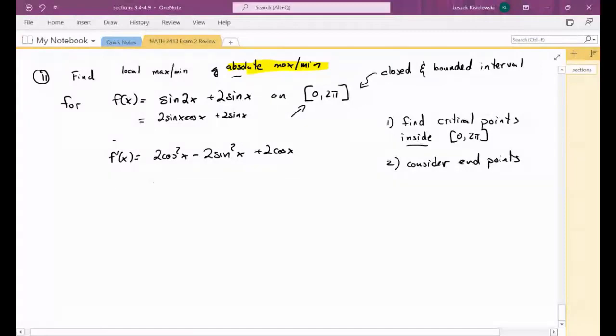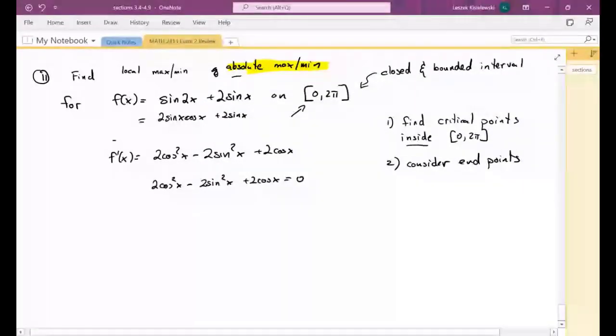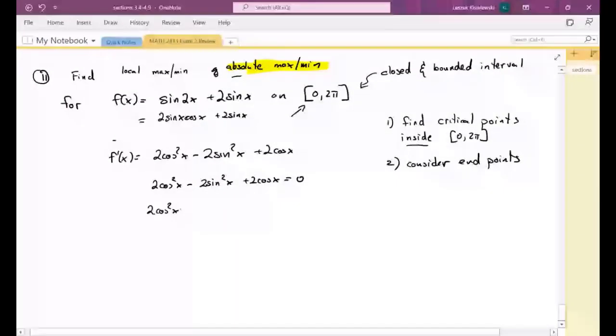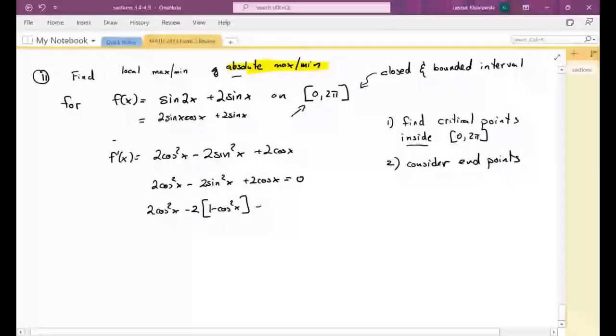All right, so I think the only way we're going to get critical points here is if this derivative is 0, because this derivative is always defined. And, oh boy, so just some trig identities, rewrite everything in terms of sine or cosine. So we're just going to rewrite sine squared as 1 minus cosine squared, so that way we're only dealing with one trig function. So, 0.